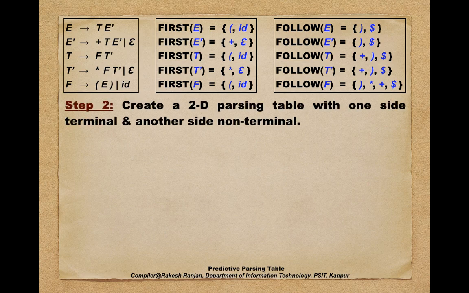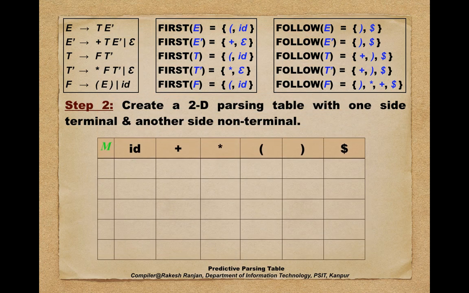In step 2 we need to find the two-dimensional table. In the two-dimensional table we need to place the terminal symbols on the horizontal side. The terminal symbols are id, plus, multiplication, parenthesis open, parenthesis close and dollar, and the non-terminals should be placed on the vertical side. The first is E, then E dash, then T, T dash, and F. This table can be named M, and it can be used for placing the production rules according to a certain algorithm.